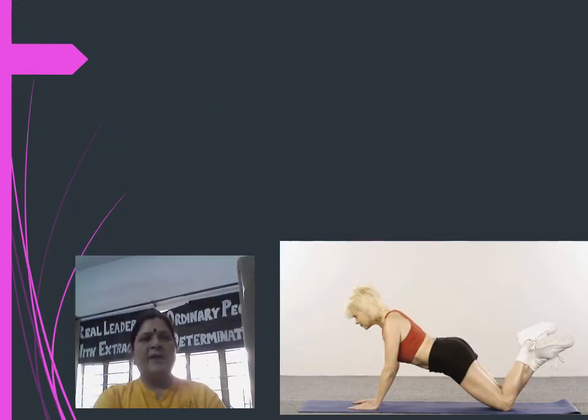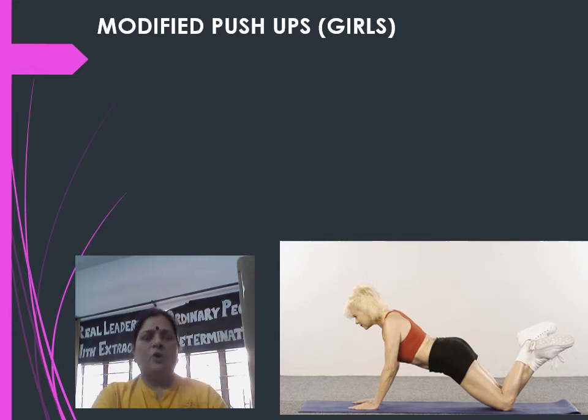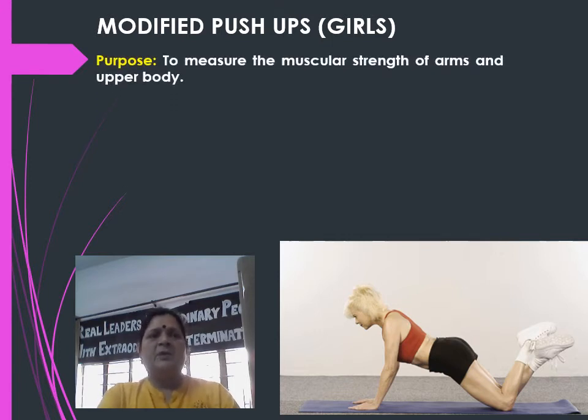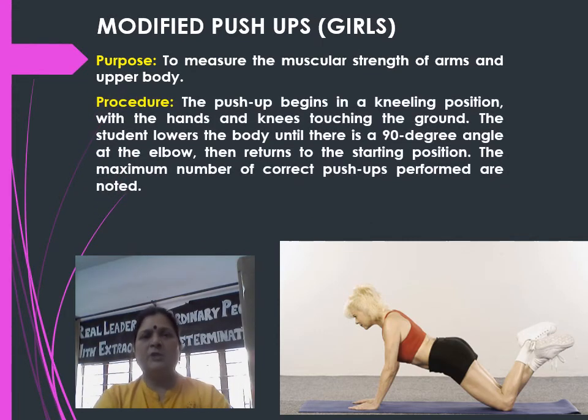Next we have modified push-ups, and these push-ups are only for girls. It measures the muscular strength of arm and shoulder of girls. In this also, the student will lie down flat on the floor on the stomach, as if going to do a regular push-up. Place your hands flat on the floor to where your elbows are up and outward at a 90-degree angle. Keep your knees on the floor as you push your body off the floor. Slowly lower yourself to the same position as much as possible without your body touching the floor. The maximum number of modified push-ups is the score. 1 point is awarded for each modified push-up.